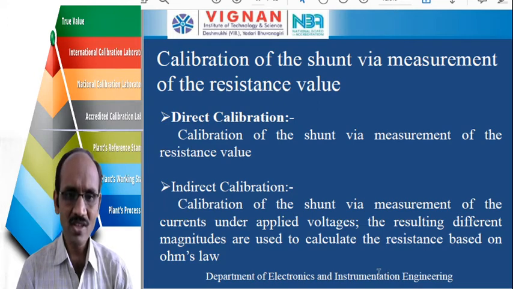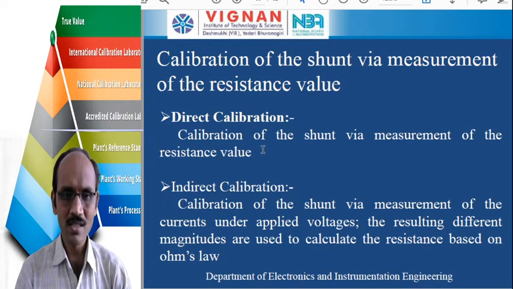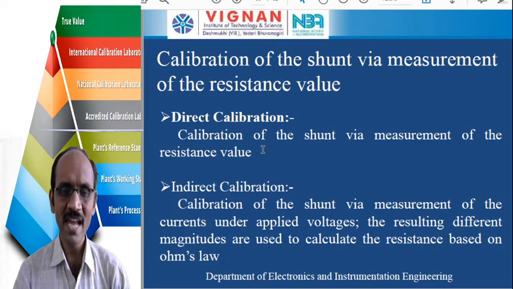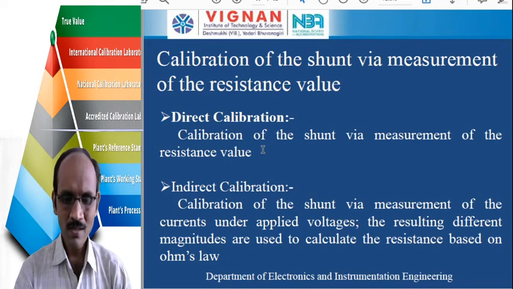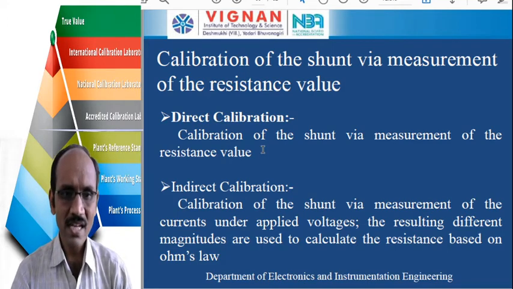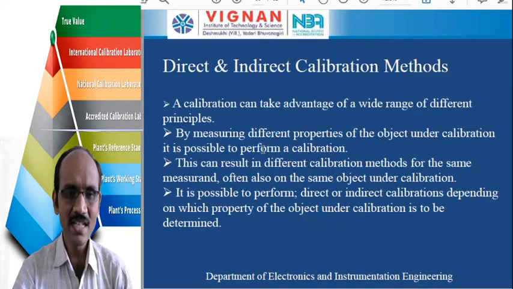Whereas in the first case, just by using instruments which are used for measuring resistance, we find the value of the shunt resistance. From that we calibrate the shunt. Okay, so that is the difference between direct calibration and indirect calibration.